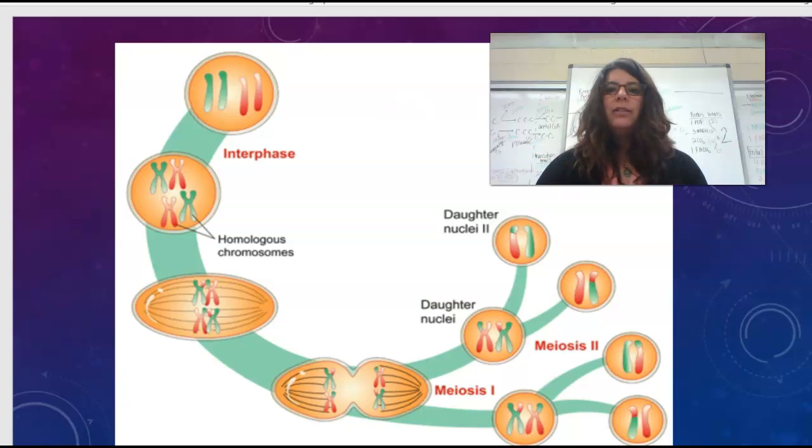Just know that in mitosis, we made 2 genetically identical cells. In meiosis, we're starting with 1 cell and we're making 4 genetically different sex cells with only half the amount of genetic information in it. So we're going to go through 2 periods of division here.